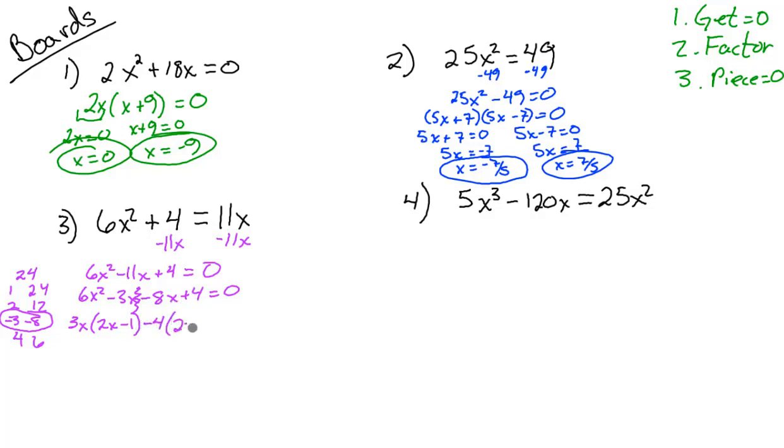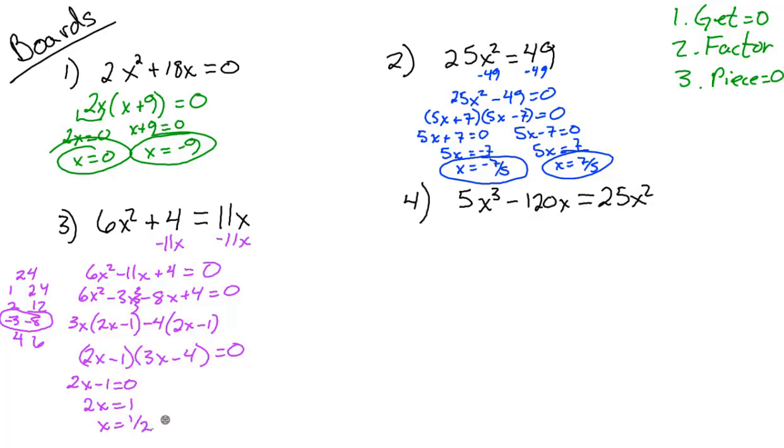And we're left with 2x minus 1. Indeed, when we pull out a negative 4 from positive 4, we're left with a negative 1. So pull out that 2x minus 1, and we've got 3x minus 4 equals 0. Excellent. So factoring is sometimes the longest part of these problems, but now that we have it factored, each piece equal to 0. So 2x minus 1 equals 0, and add 1 to both sides and divide by 2.